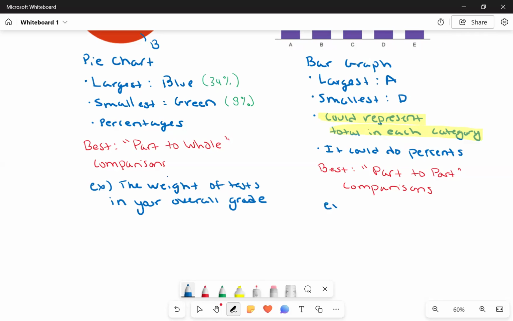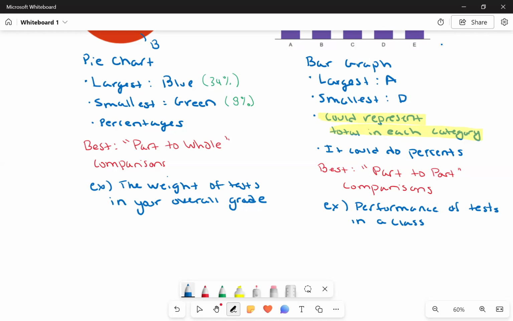For a bar graph, a good example would be your performance on tests in a class. So now, instead of talking about how much it is relative to the other assignments, I'm interested in how the tests are going towards each other, how well you're performing. And in that case, a bar graph might be a better comparison way of doing that, to look at your highest test versus your low and by how much.